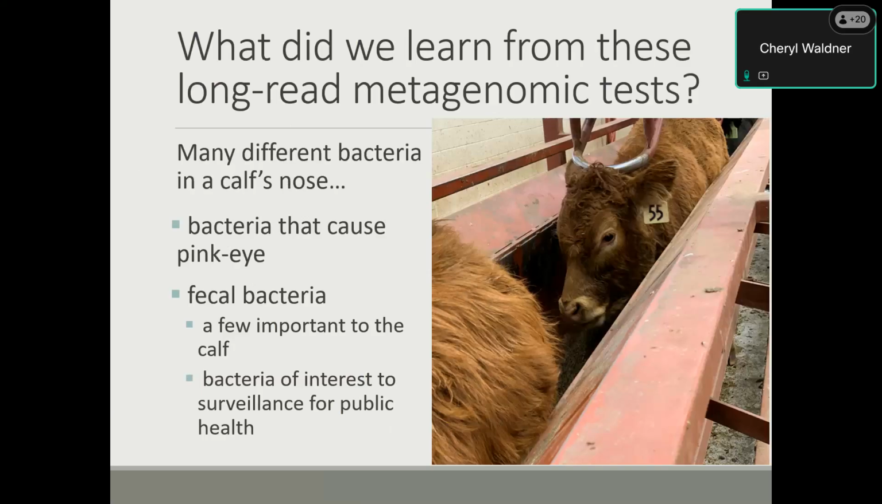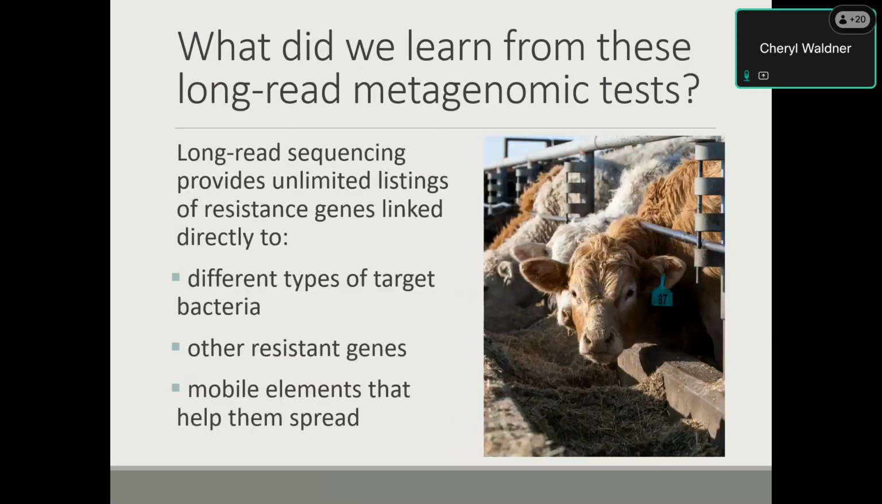We also see a lot of fecal bacteria. And I would be a little shocked if we didn't see some fecal bacteria in people's noses too. But you certainly see them in cattle. Some of them are important to calf health, but there's a lot that are important for public health surveillance. So in a single swab, I can tell you about bacteria that cause pneumonia in calves. I can tell you about antimicrobial resistance in bacteria that cause pneumonia in calves. I can tell you about pink eye in calves, and I can tell you about all sorts of fecal bacteria that are important to public health. So that's kind of cool. A single sample, $100. I've spent $100 and I've got a lot of different information.